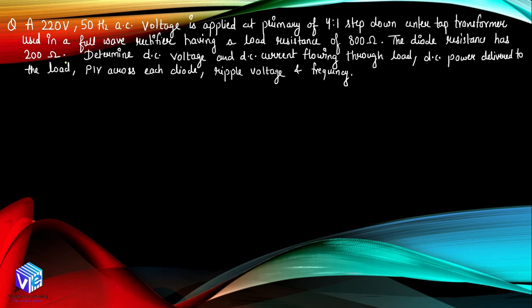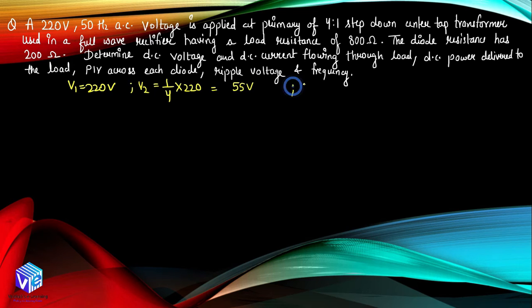We are given the primary voltage V1, which is 220 volt, right? After that, we can find out the secondary voltage. This is the primary RMS voltage, and we can find out the secondary RMS voltage. The N2 upon N1 ratio is given, which is 1 upon 4. So V2 will be equal to 1 upon 4 into V1, which is 220 volt. When you calculate it, it will come out to be equal to 55 volt, right? This is my V2 RMS, right?